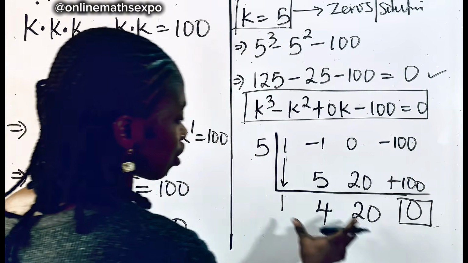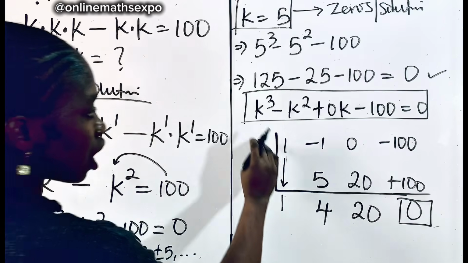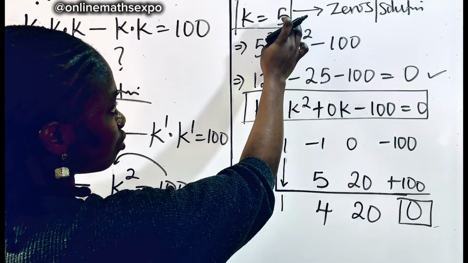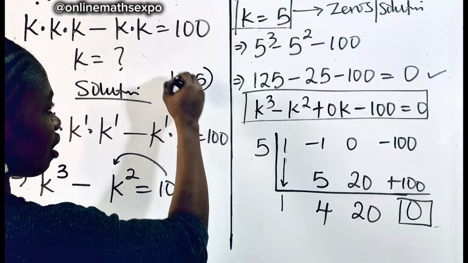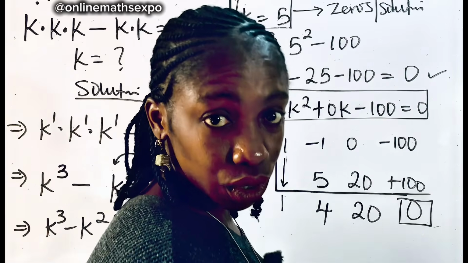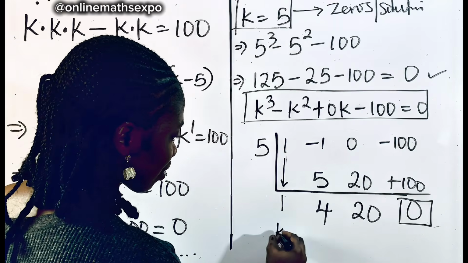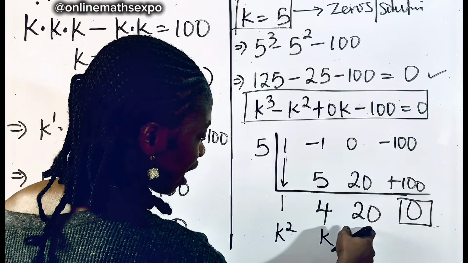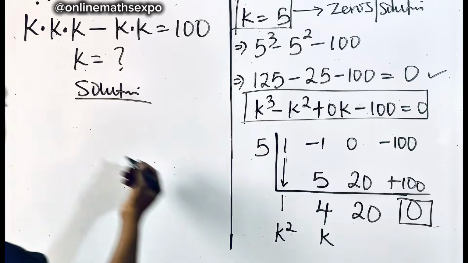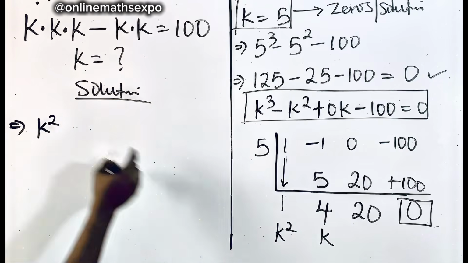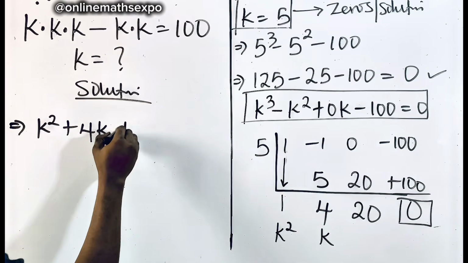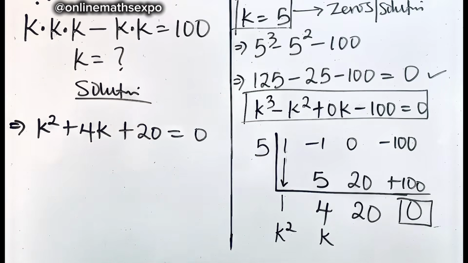So what do we do now? Remember that when you divide a cubic by a linear, this is linear because k is 5, it means that k minus 5 is a factor. So whenever you divide a cubic by a linear, it reduces to quadratic. So it means that this is k squared, this one has k, and this is that constant term. So let's work this out. Multiply this and this, it's giving us k squared. Multiply this and this, it gives us 4k. Then this is the constant term, 20, and everything is equal to 0.